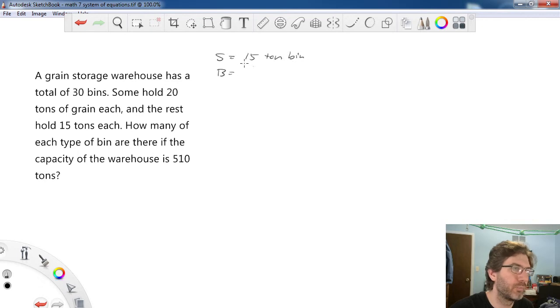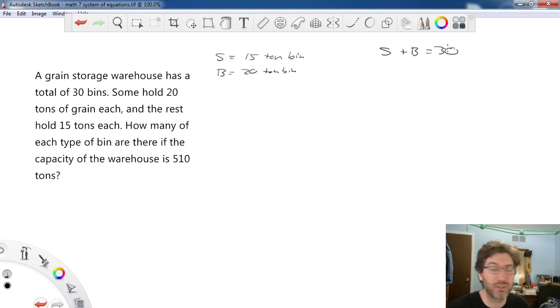And B, I'm going to say for the big bins, which are the 20-ton bins. You know that it has a total of 30 bins, so your small bins plus your big bins equals 30. That's the easy one everyone's saying you should be able to get. The next one is how many of each type of bin there are, and the capacity of the warehouse is 510.